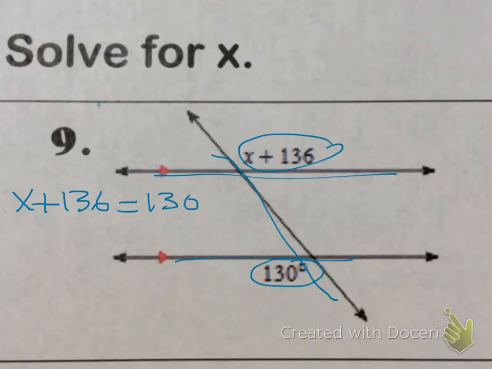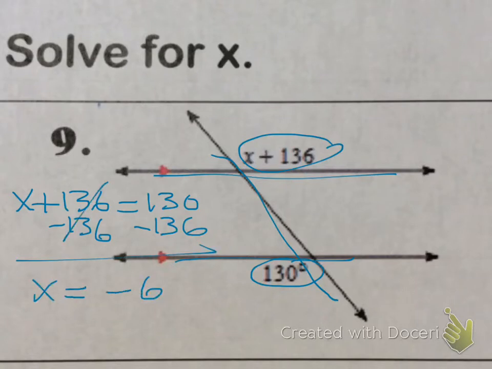Then I just have to subtract the 136 to get the x by itself. When I do that, it cancels over here to just be x, and on this side I get -6. So my x value for this problem is going to be x equals -6, which is kind of a funny number when we're talking about measurements of angles. But if I were to substitute that number back in, it will work just fine. So -6 plus 136 is 130, and then that would be equal to the other side.